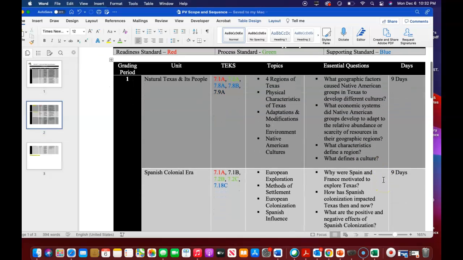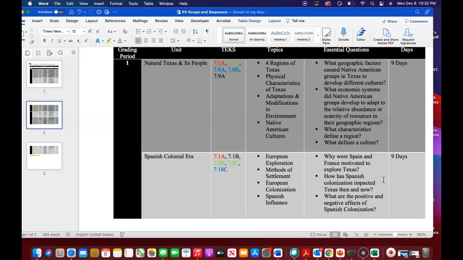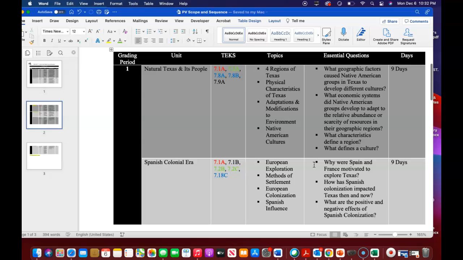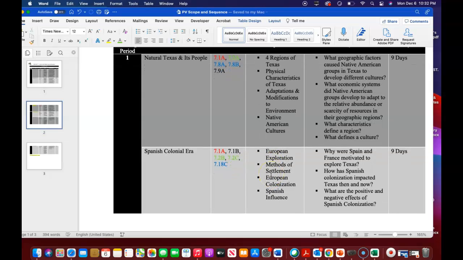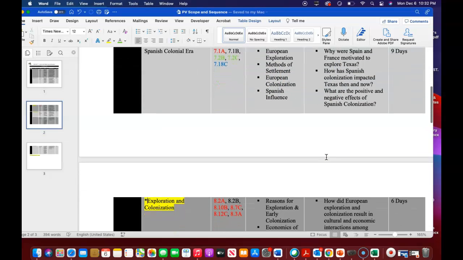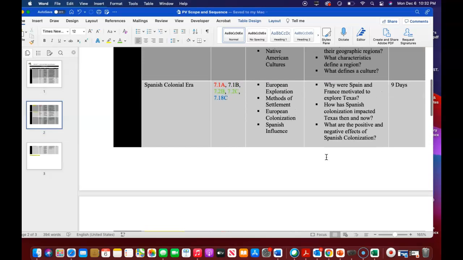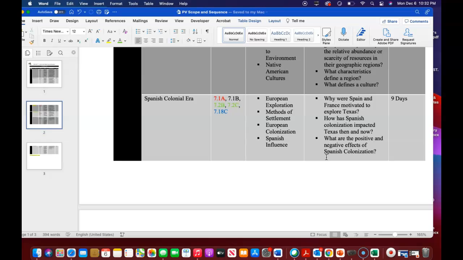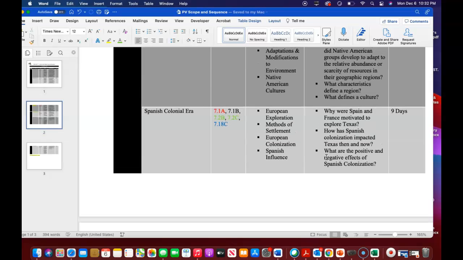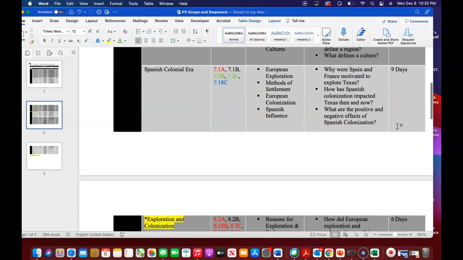Once you complete Natural Texas and its People, you'll move on to Spanish Exploration and Colonization. Again, you have your TEKS listed here. You have 1 readiness standard, 2 process standards, and 1 supporting standard to go over. The different topics that will be covered in this unit are the European exploration, the methods of settlement, European colonization, and the Spanish influence on Texas. Again, you have 3 essential questions for this unit that your students must be able to answer at the end of the unit, and you'll have 9 days to complete this unit.